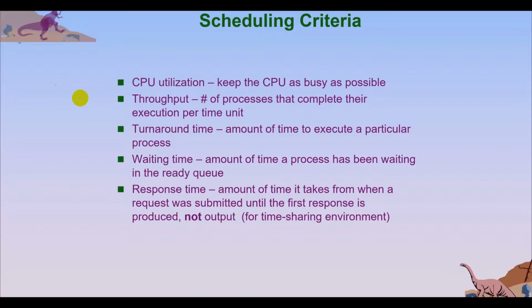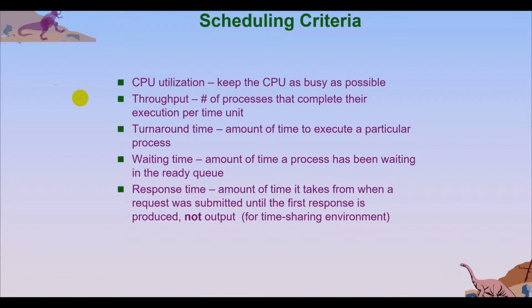For turnaround time, this is the amount of time to execute a particular process. Turnaround time refers to the time between the moment of submission of a job or process and the time of its completion. Thus, how long it takes to execute a process is also an important factor. So turnaround time is when the job has finished the execution, or when the CPU has finished the execution of a job.